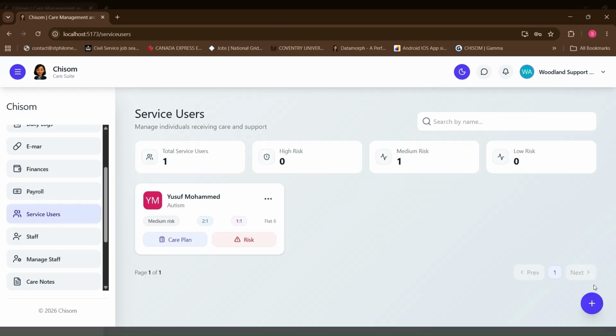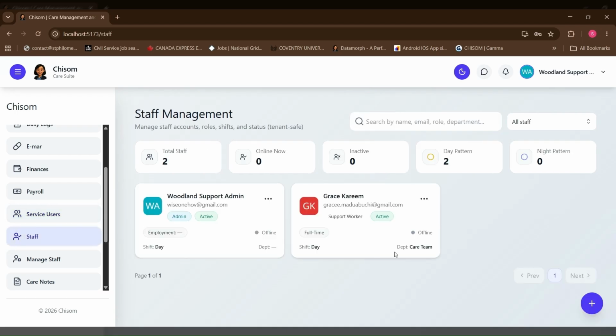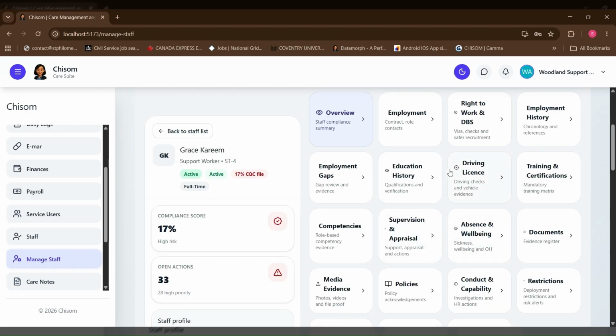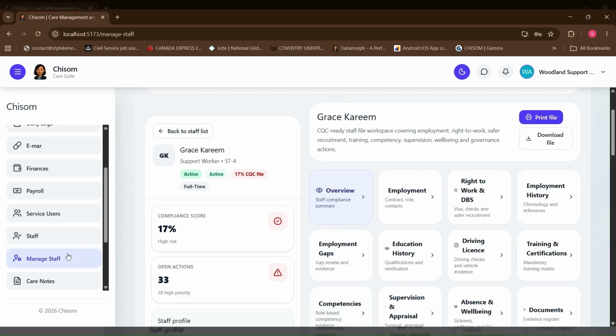This is where service users are created and displayed. This is also where staff are created. This is where you manage staff, where you can add training, education, driving license, conduct and capabilities, and so on.